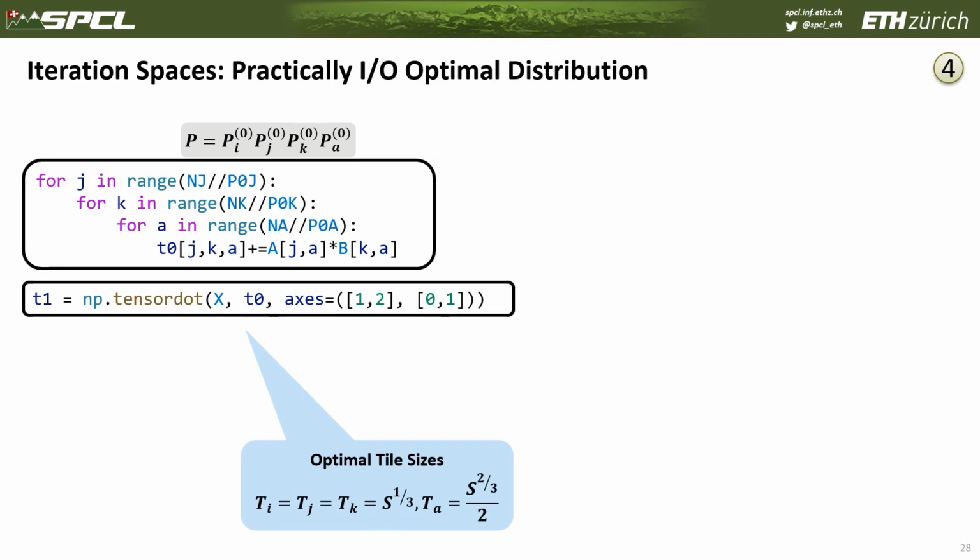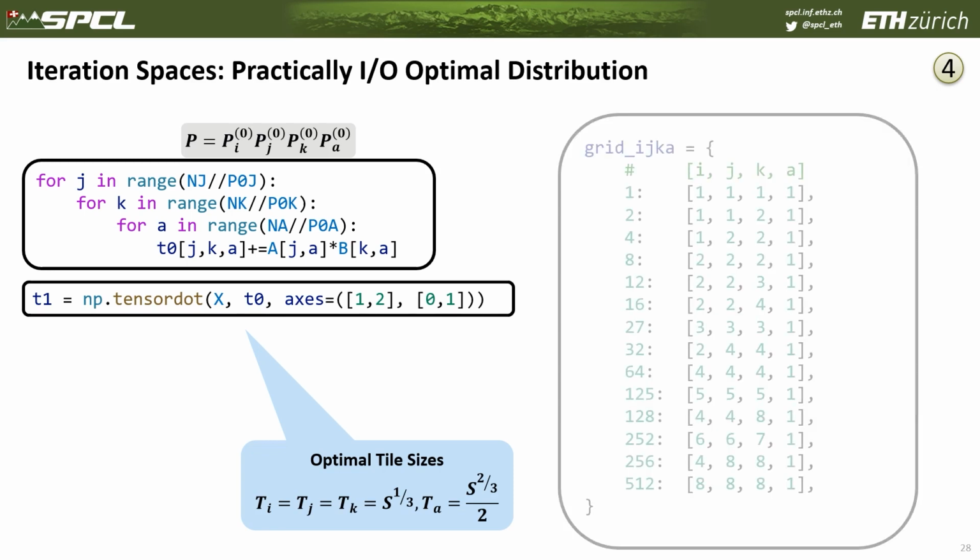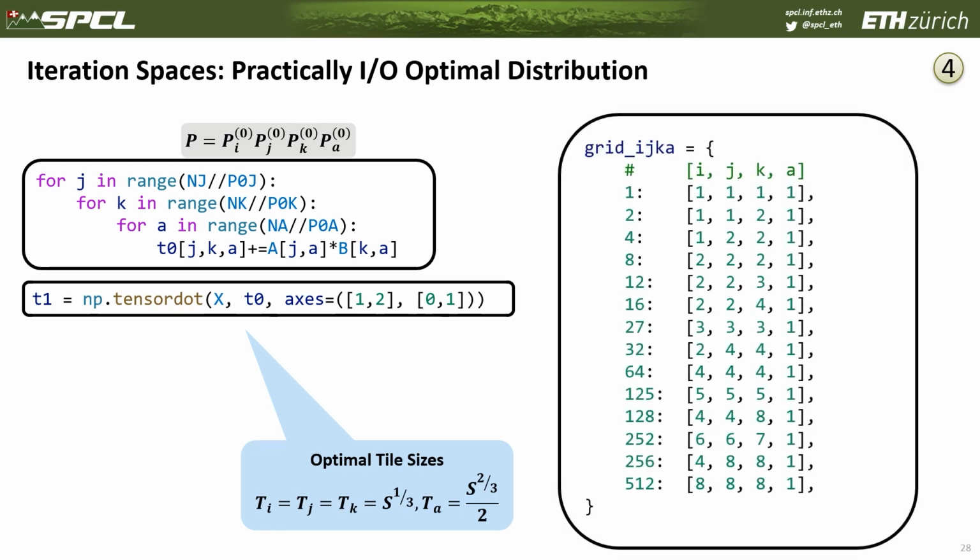Now, to proceed, let's look at a more specific example. As we mentioned earlier, SOAP is going to give us the optimal tile sizes from which we can derive the extents of the process grid. So in this particular example, let's say that we want to use 8 processes. That means that for the first group, we get the optimal I/O with a process grid with extents 2, 2, 2, and 1.